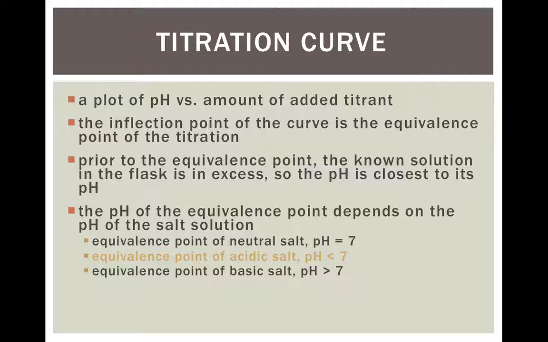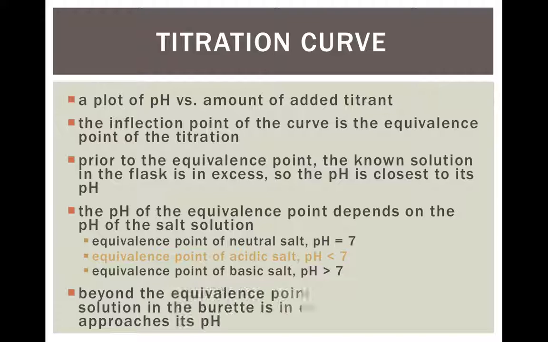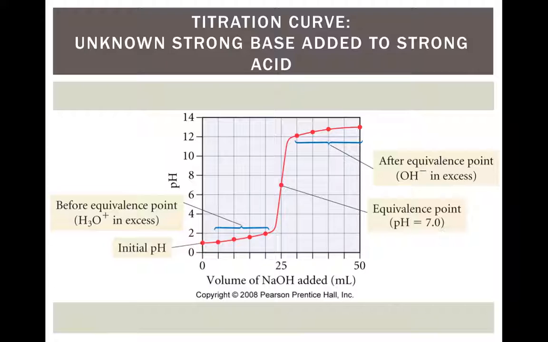Prior to this point, the solution in the flask is in excess, so the pH is closest to its starting pH. And then once the equivalence point is reached, you're going to get a huge jump in pH. If you have a neutral salt, the pH will be 7. For an acidic salt, it'll be less than 7, obviously, and a basic salt will be greater. Beyond the equivalence point, the unknown solution is in excess, so the pH is going to go the opposite way. So this is what a titration curve will look like.